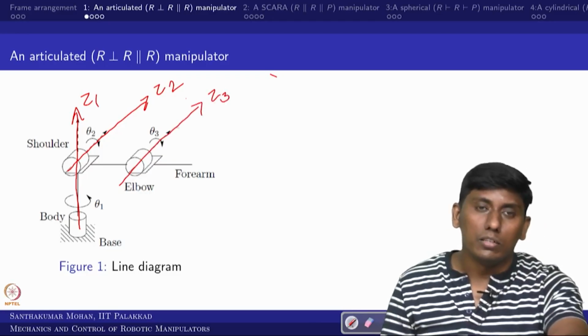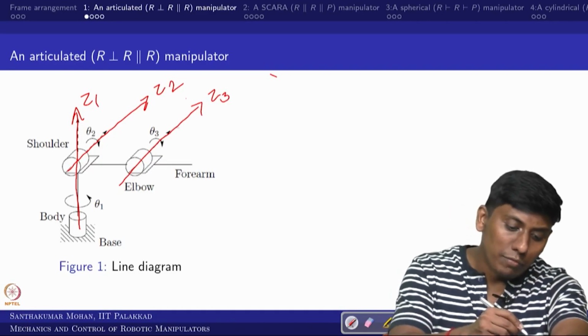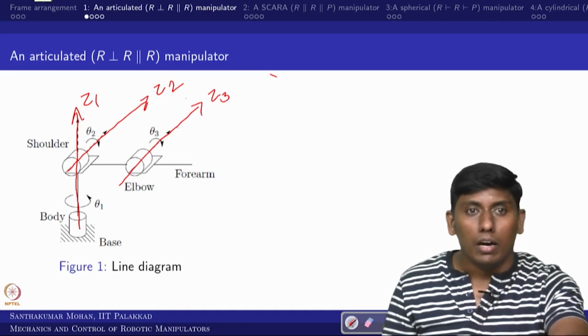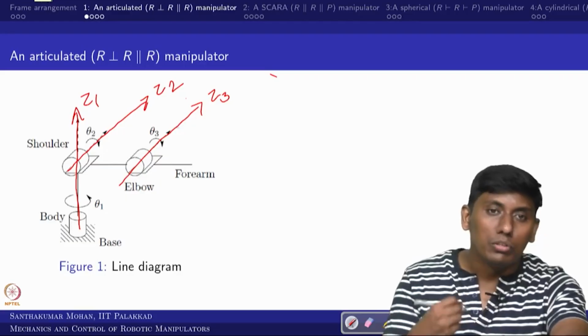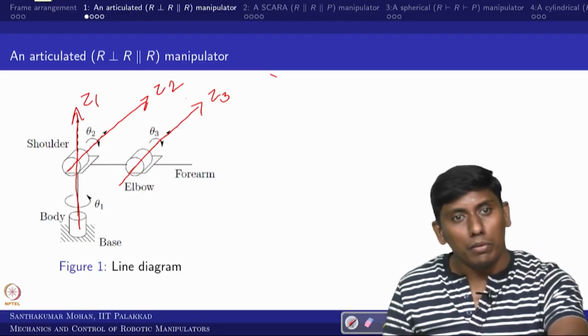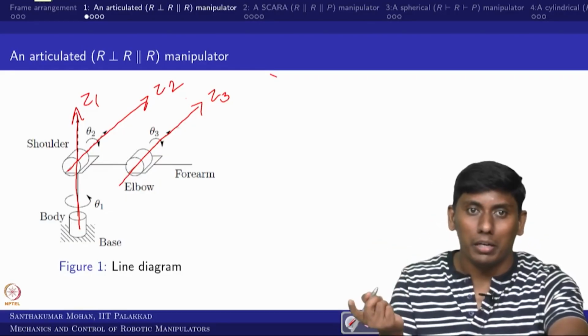What is the next rule of thumb? You have to fix the frames. You can see it starts from 1 to 3, but you obviously have to start from 0 and end with 3 plus 1.